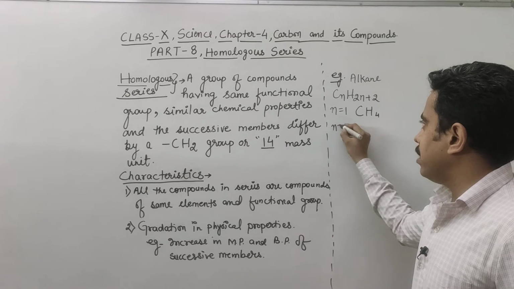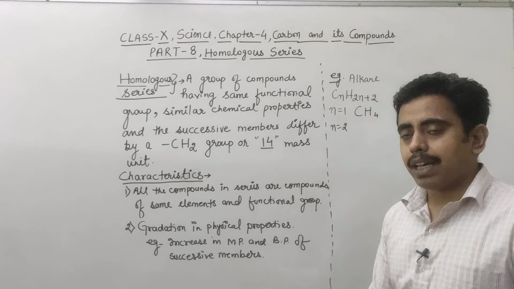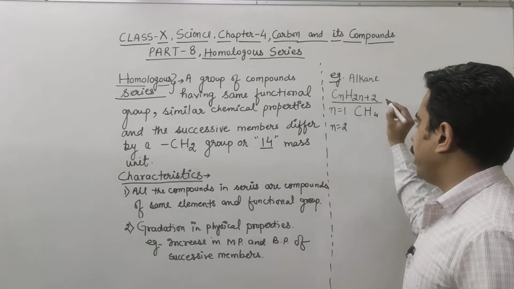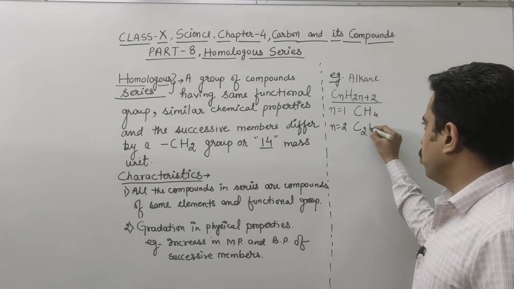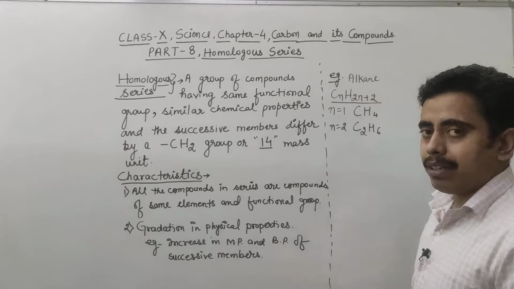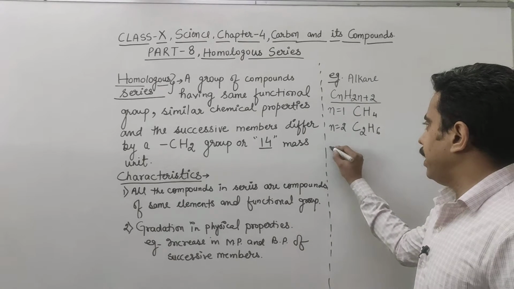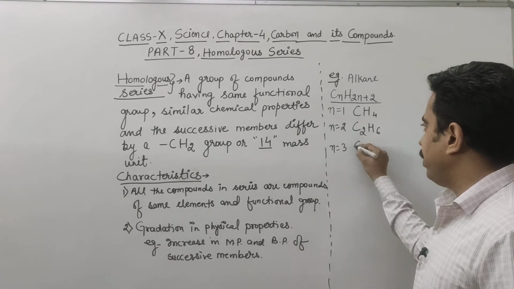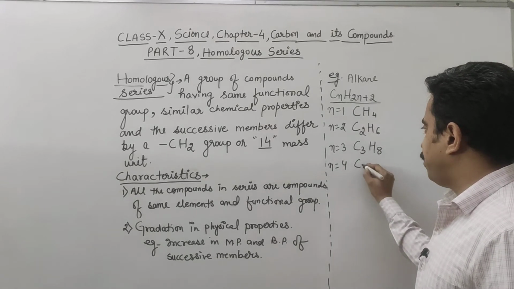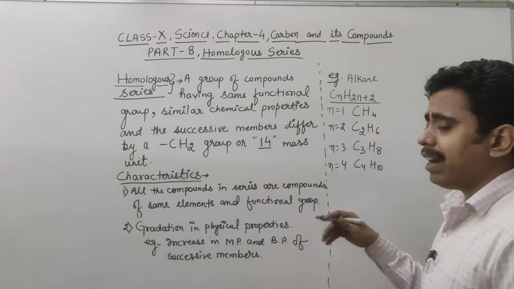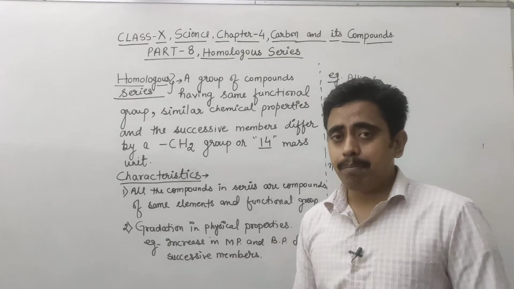Similarly, when n is equal to 2, what will be the formula and name of this hydrocarbon? You have to put 2 at the place of n and you will get C2H6. Its name is ethane, with single bond and 2 carbon atoms. Similarly, for n equals 3, we get C3H8, and for n equals 4, C4H10, and so on. Till the infinite number of carbon atoms, we can join them and name them properly.